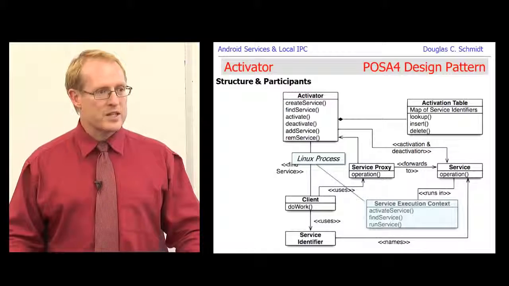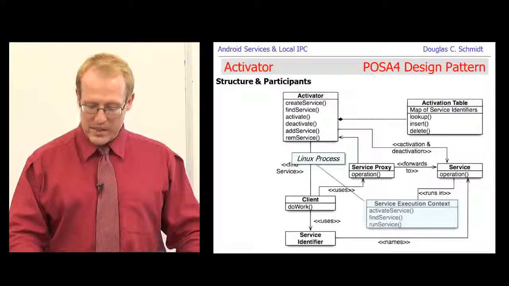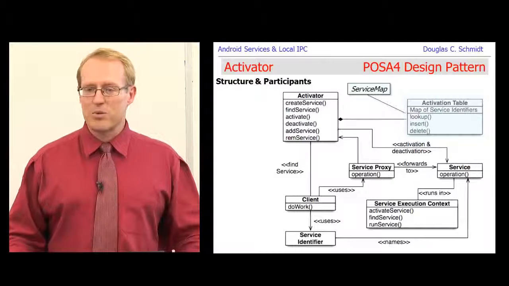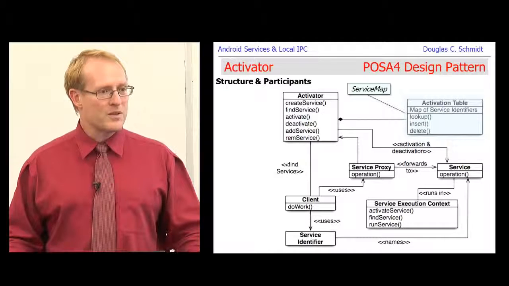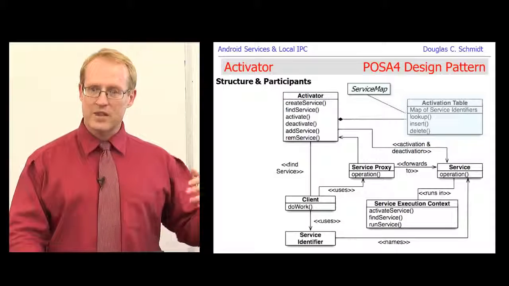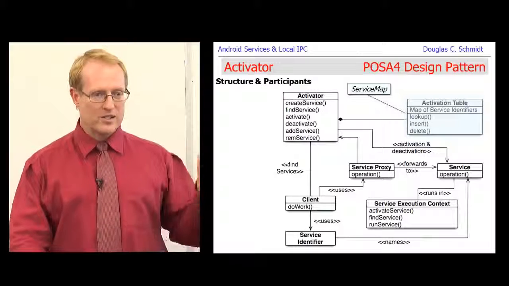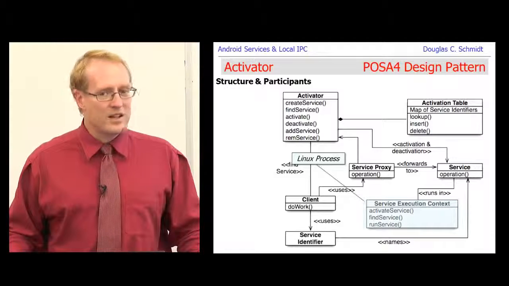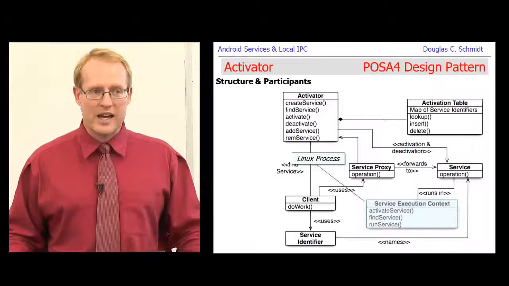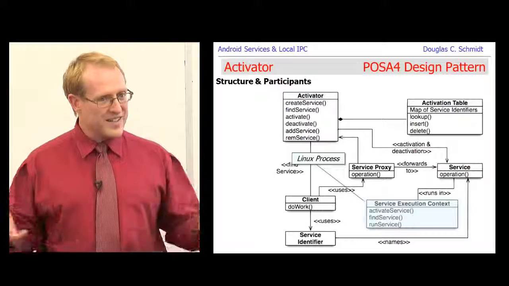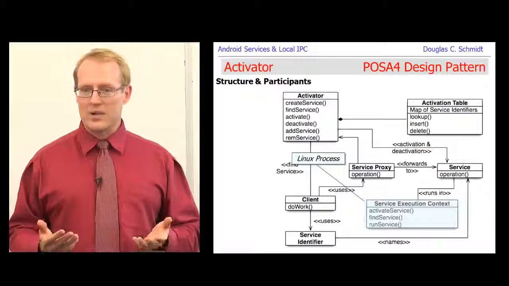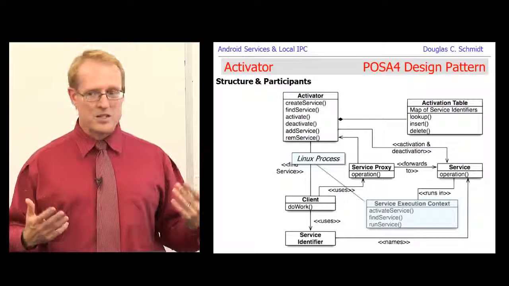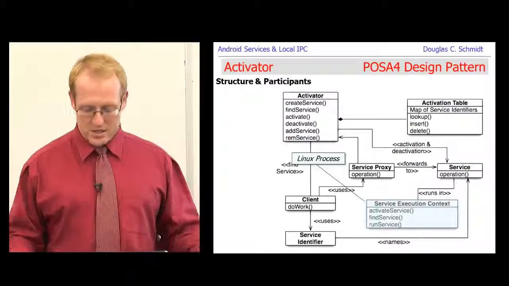And then we have something called the service execution process. Oh, and the activation table in Android, for what we're talking about, is something that's part of the activity manager service called the service map. And the activator in this case is the activity manager, or activity manager service. And then we have the service execution context. That's where the actual work gets done, or that's the context in which the work gets done. In the case of Android, that's a Linux process, or more precisely a thread within a Linux process, but it's something that's managed by the underlying operating system.